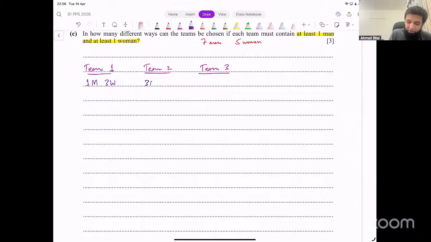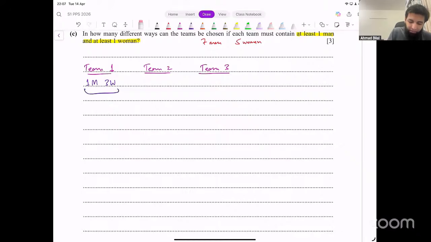We could have 3 men, 1 woman. Let's start with 1 as well here, so we do it in order. 1 man, 3 women, 1 man, 3 women. With these, in the last case, can we do 3 women? No, that's not possible, because the total number of women is 5, so we can't exceed that. So 1 man and 3 women is not possible there.